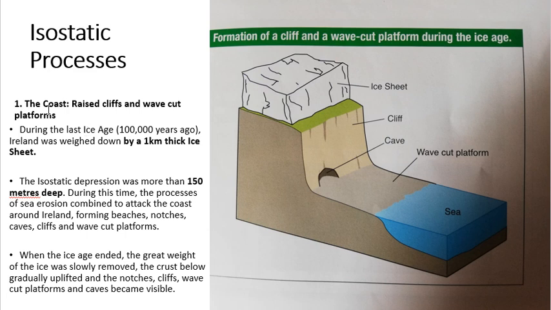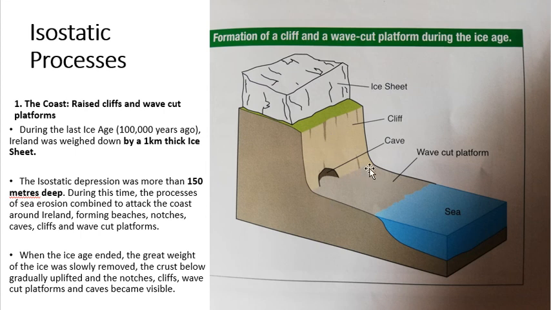Okay, so during the last ice age, about 100,000 years ago, as you've already said, Ireland was weighed down by a 1 kilometer thick ice sheet. Okay, the isostatic depression was more than 150 meters deep. So the land in Ireland was pushed 150 meters deeper than it should be. Okay, so as a result, lots of features were formed under the water.